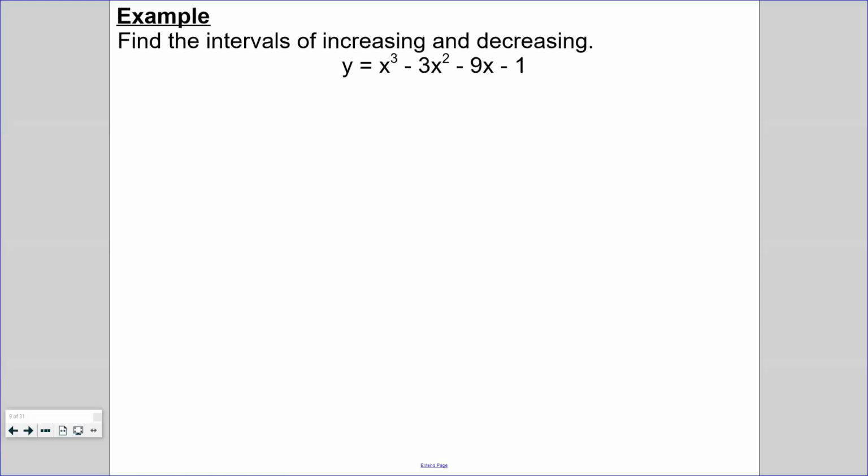All right, so we are using the first derivative test here to find intervals of increasing and decreasing. The first derivative test says we need to find the critical points first. To find the critical points, we need to figure out when the derivative is equal to 0 or undefined. So we probably should find the first derivative first. So y prime is going to be 3x squared minus 6x minus 9.